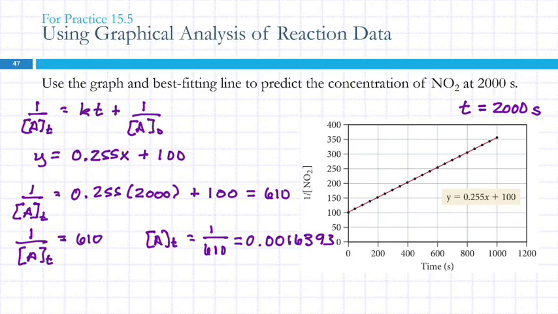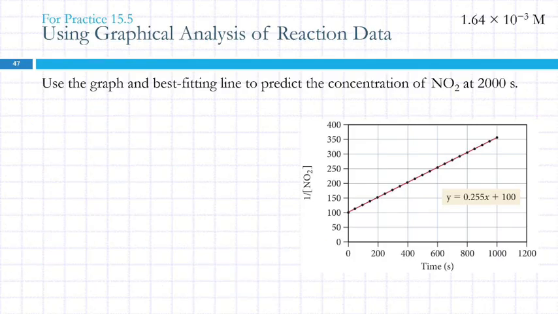So I would want to report this answer with 3 sig figs. So I'd round the 3 up to a 4, and then the units on a concentration are always going to be molarity. Is that what the book says? Yes.